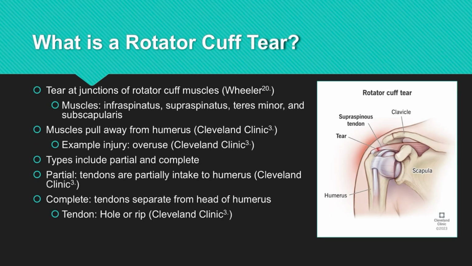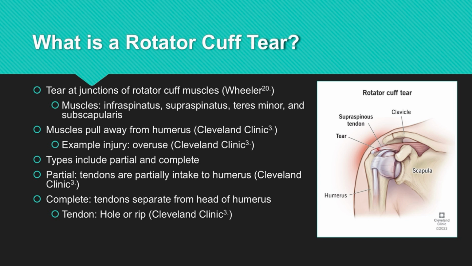So what is a rotator cuff tear? Basically, it affects the rotator cuff muscles, and so that's going to be the infraspinatus, supraspinatus, teres minor, and subscapularis. And basically what it does is that it's going to pull away from the humerus, and the injury could be due to overuse.